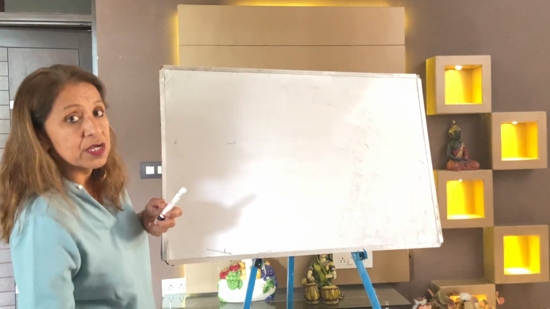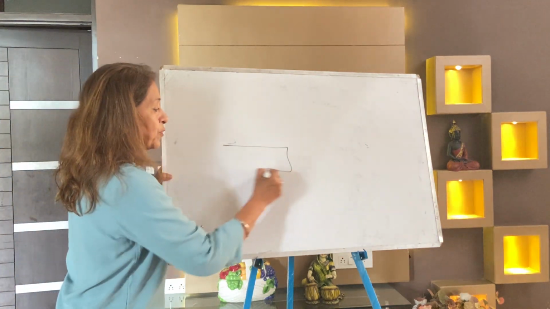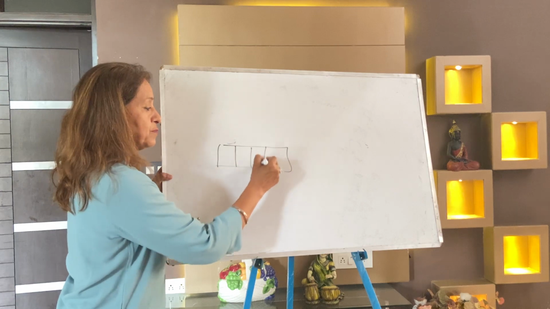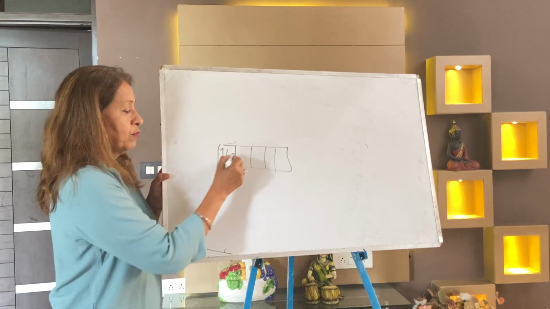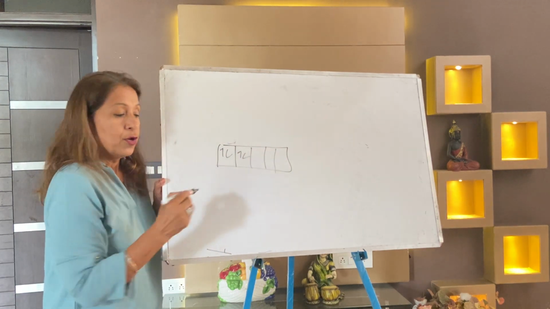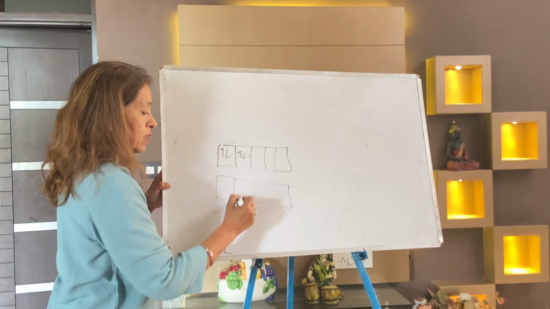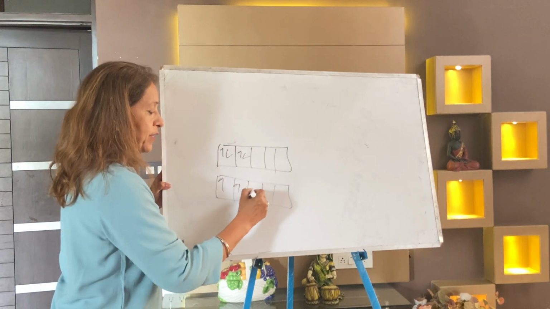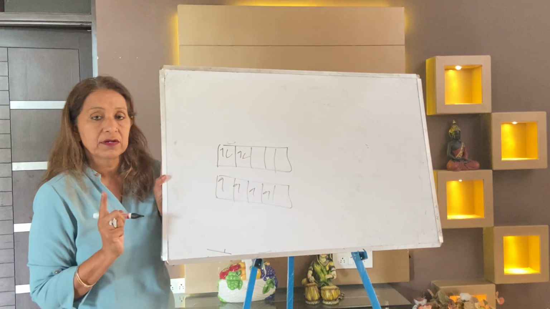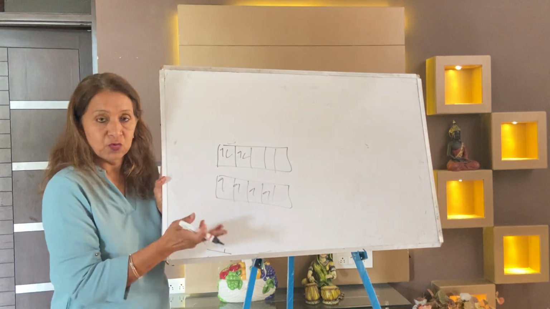And the third rule is Hund's rule. Hund said no pairing can take place until each orbital gets partially filled. This is the very simple Hund's rule.